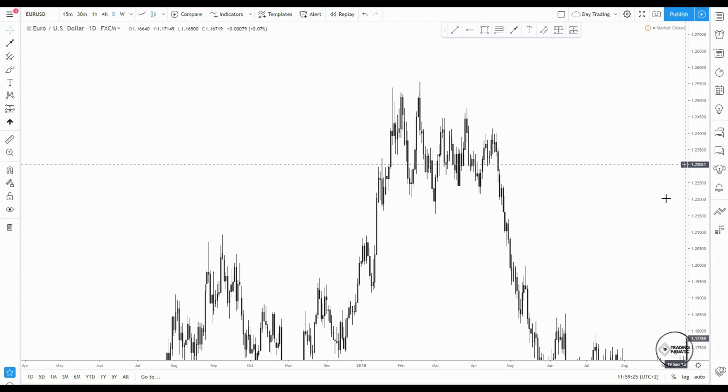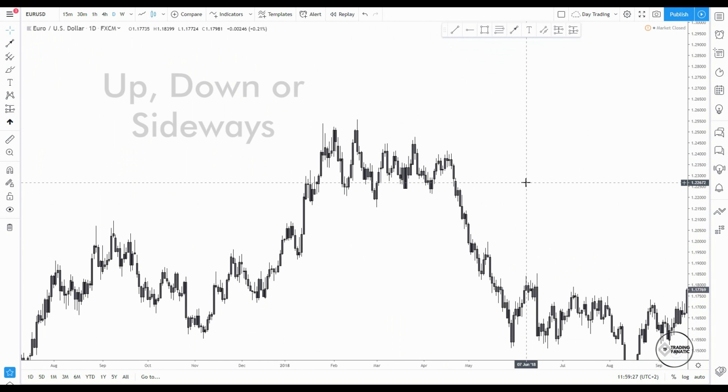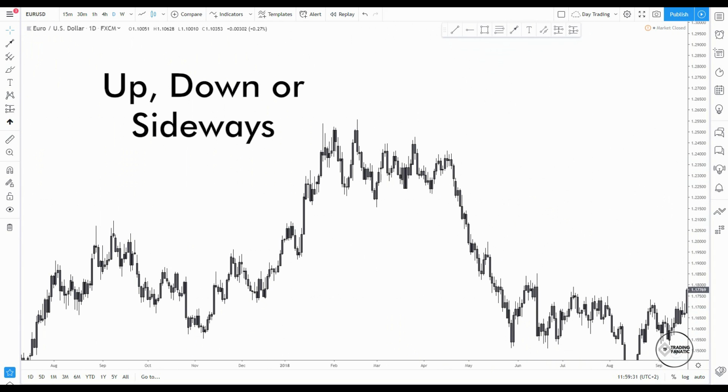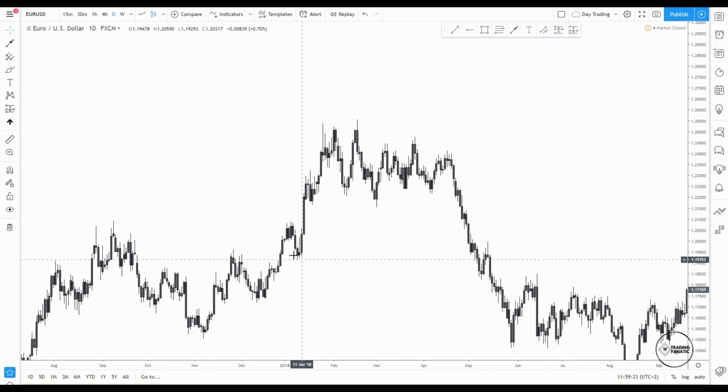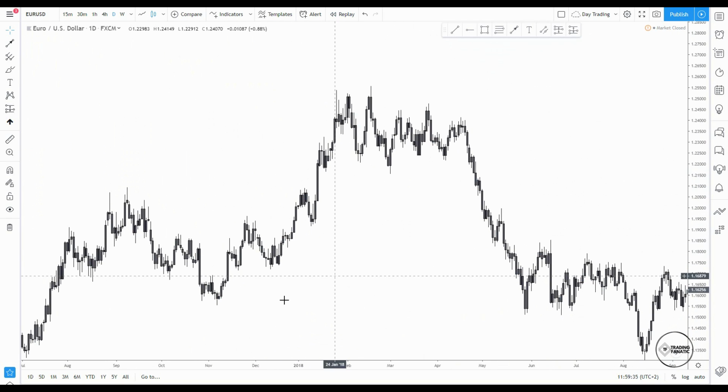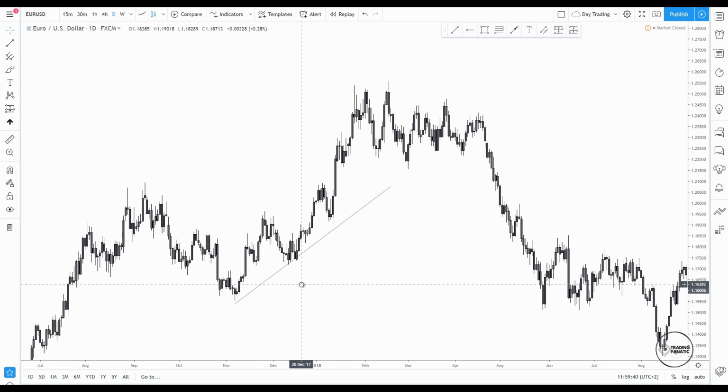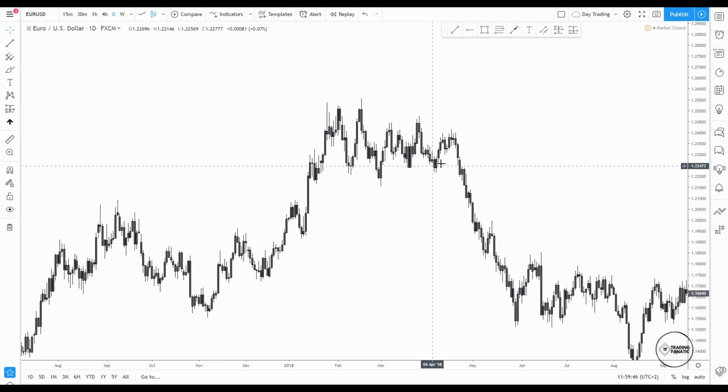The market can be moving up, down, or it can be consolidating. So remember this: up, down, consolidation. Here you see on Euro USD perfect examples. First we saw this uptrend, so personally, I will be looking only for long opportunities. And then suddenly price action stopped creating higher highs.